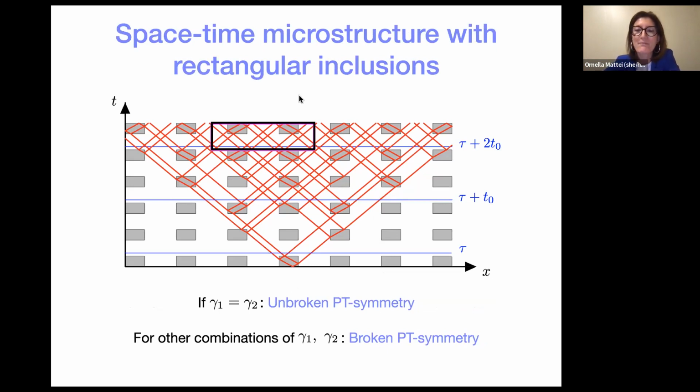So here you have a matrix of material 1 with inclusions of material 2. Here, you find that the condition of unbroken PT-symmetry is achieved only when the 2 wave impedances are equal to each other. That is basically when you have no reflected wave. Otherwise, for any other combination, you do have a broken PT-symmetry. So here, the pulse will propagate by increasing its amplitude in time.